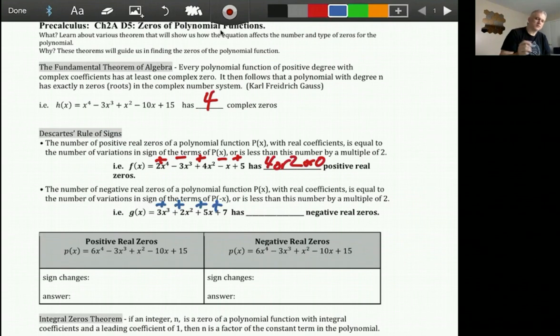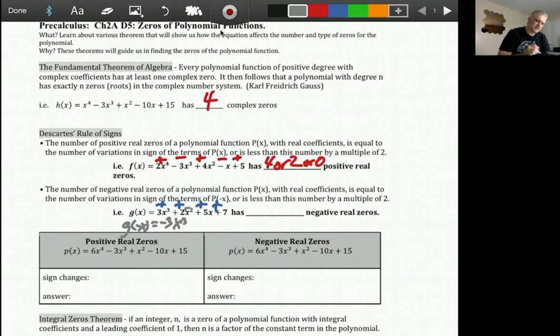But for negative real zeros, if I change x to negative x, okay? Negative x cubed is negative x cubed. If I take negative x and cube it, it's just negative x cubed. Times 3, that would be negative 3x cubed. Notice that the odd exponent, we changed the sign.